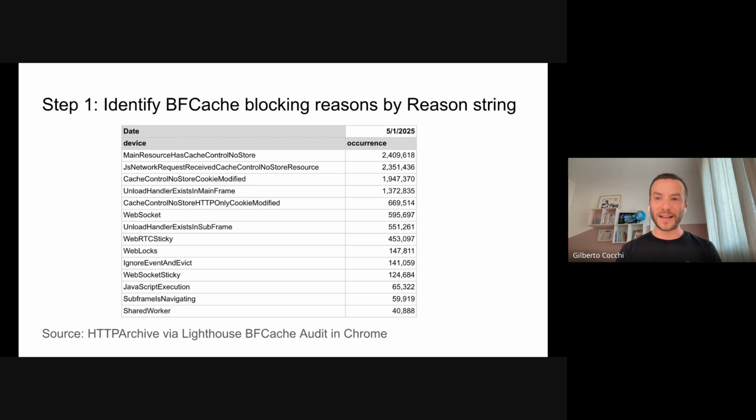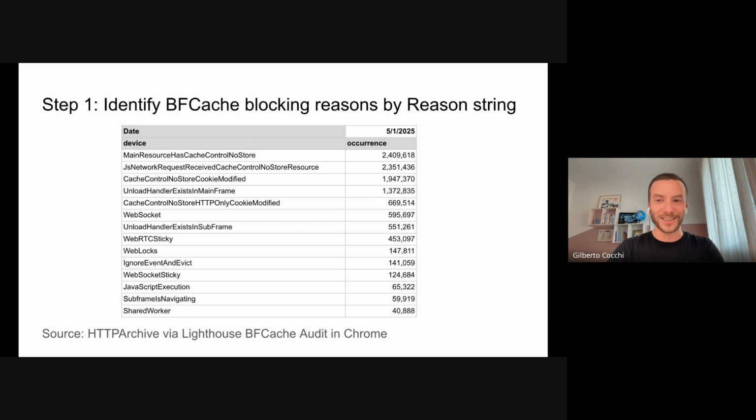In order to understand what kind of web framework, CMS, web server, or third-party presence seems to be blocked more or less by BFCache. And here you see a number expressing millions of origins according to the HTTP Archive main dataset, which was helpful in my analysis to understand what the top opportunities are.